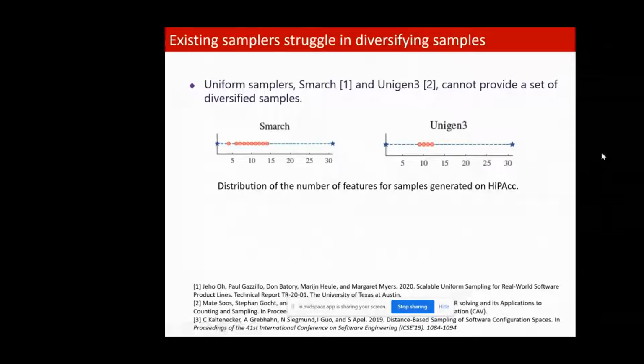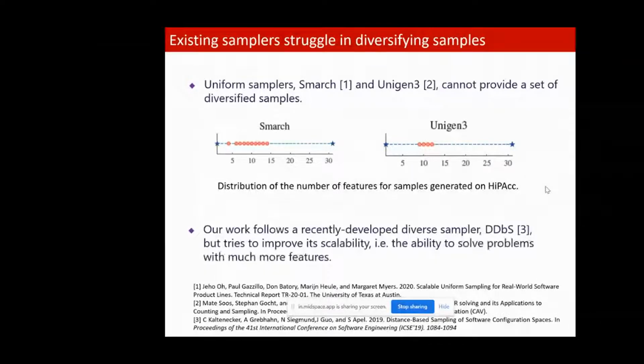Here, as we can see in this figure, the samples of SMARCH and Unigen concentrate in a small region of the space.